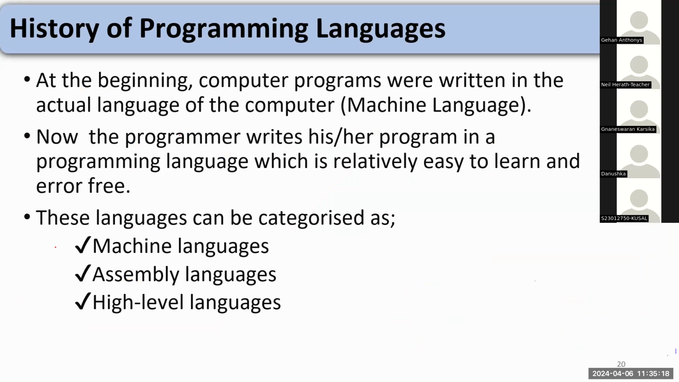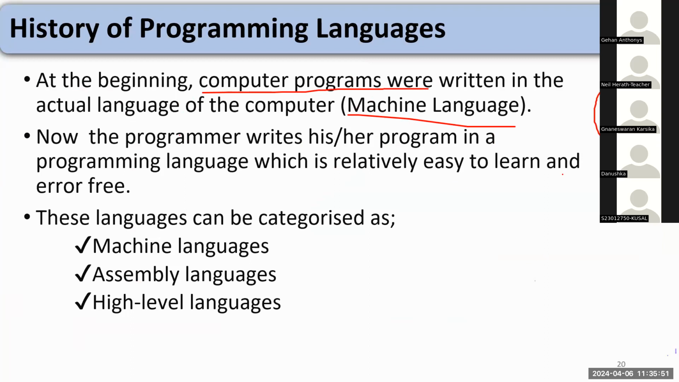Okay, so here is the history of programming languages. In the early days, computer programs were written only in a form the computer could understand. As I said earlier, we can understand the English language, but the computer cannot. The computer can only understand machine language, which, as I mentioned earlier, is only zeros and ones. Only these characters can be understood by the computer.